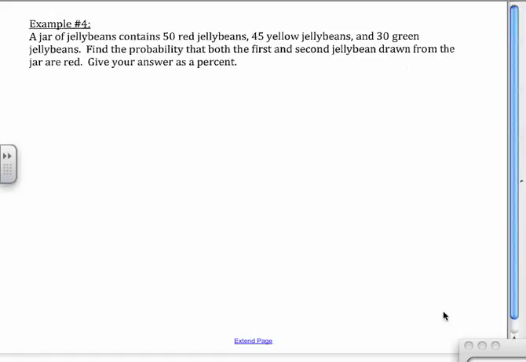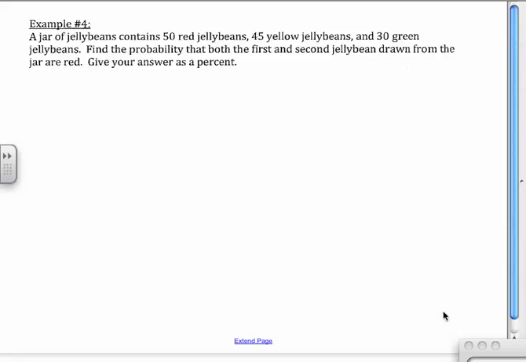Okay, guys. A jar of jelly beans contains 50 red jelly beans, 45 yellow jelly beans, and 30 green jelly beans. Find the probability that both the first and second jelly bean drawn from the jar are red. Give your answer as a percent. And guys, just round it to the nearest whole percent.